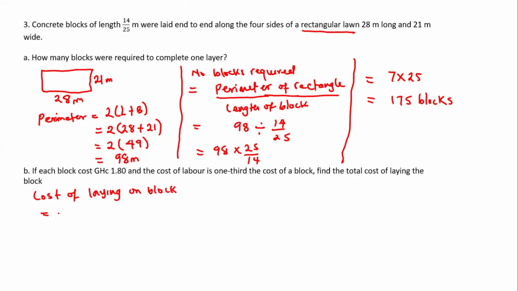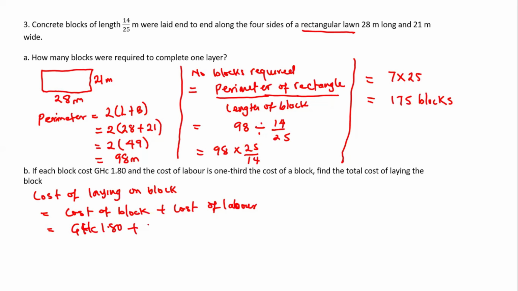is the cost of a block plus the cost of labor. So what's the cost of a block? The cost of a block is 1.8 Ghana cedis.